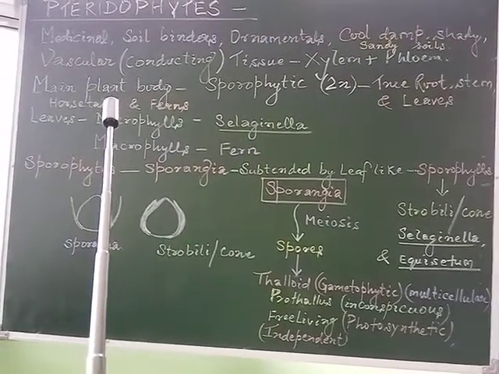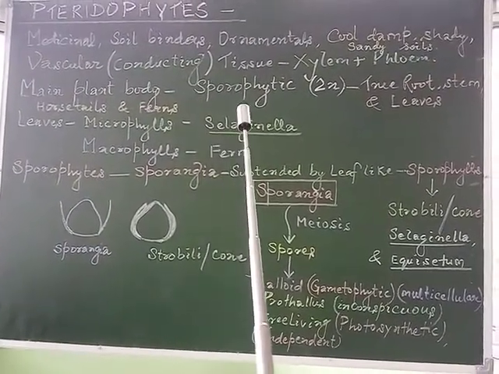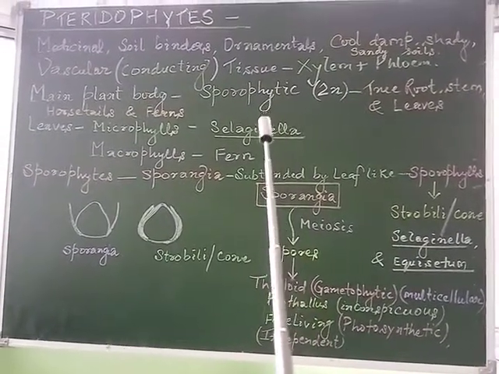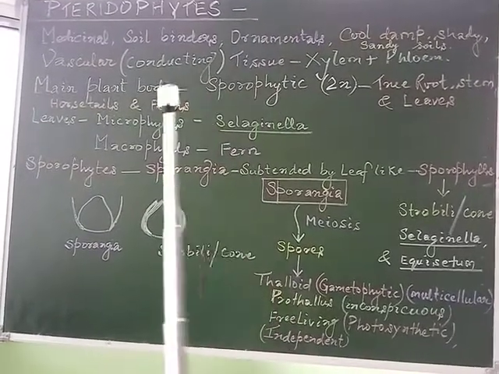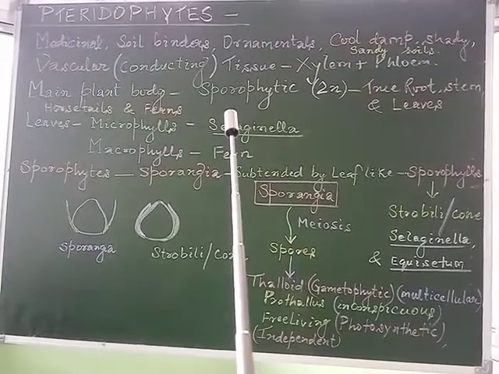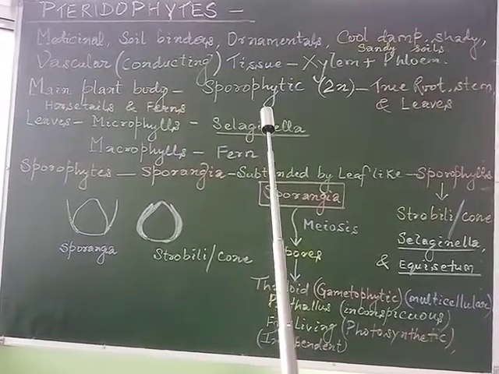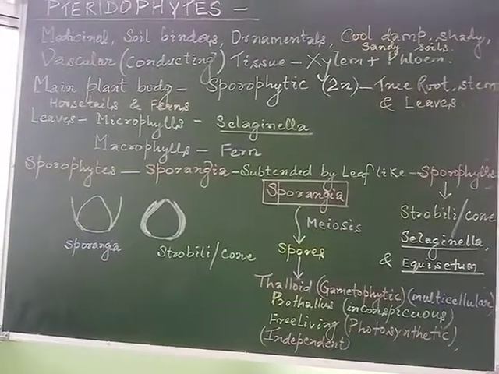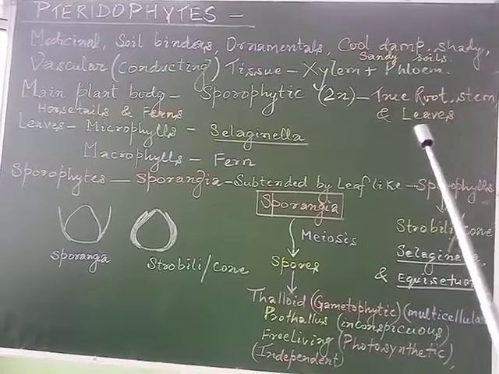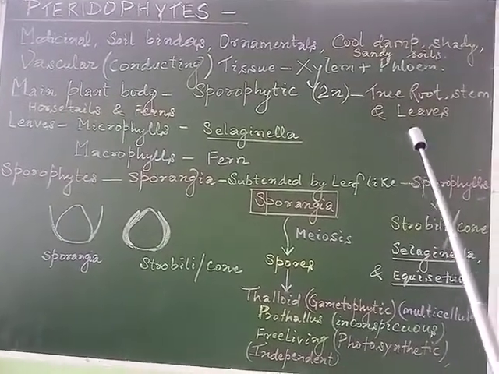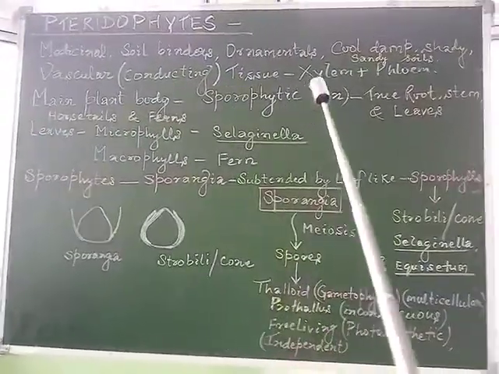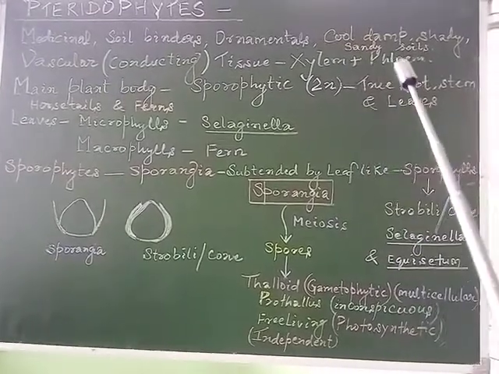If we go for their main plant body, the main plant body is sporophytic, meaning it is diploid in nature. As we discussed in the case of bryophytes, the main plant body was gametophyte, meaning it was haploid in nature. As it is sporophyte, meaning diploid, it possesses true roots, stems as well as leaves. So obviously, to fulfill the conduction mechanism, they have the conducting tissues, xylem and phloem.